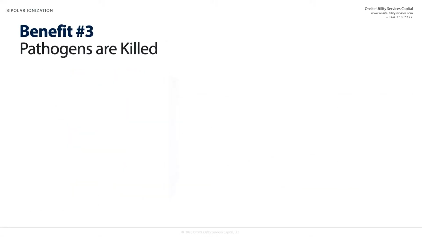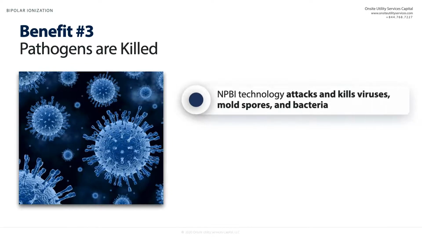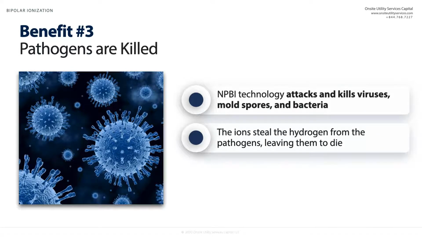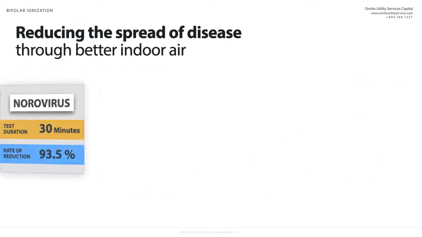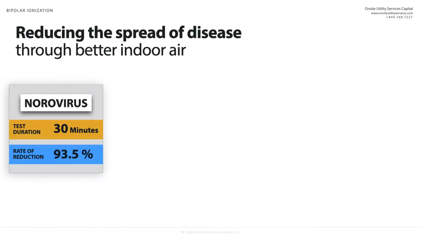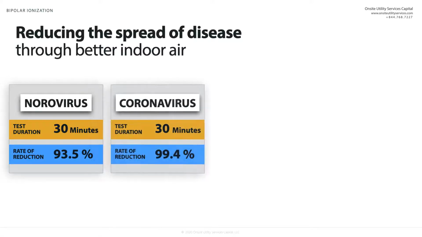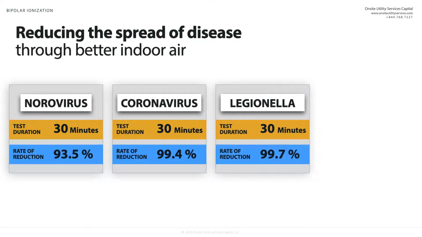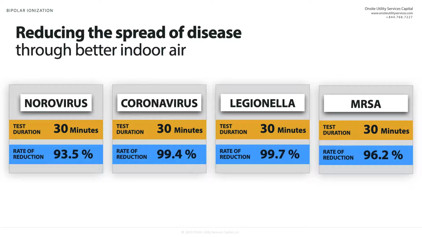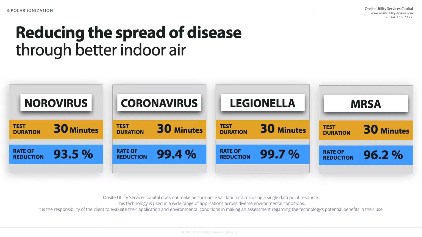Now, pathogens are killed. NPBI technology attacks and kills viruses, mold spores, and bacteria in the air. Ions steal the hydrogen from those pathogens, effectively causing them to die. All that is left is healthy and clean air. When norovirus was exposed to the air, NPBI reduced the airborne rate of those pathogens by 93.5% in just 30 minutes. Coronavirus saw a 99.4% reduction in just 30 minutes of being exposed to the NPBI technology. Other pathogens such as Legionella and MRSA both saw substantial rates of reduction as well. These results demonstrate the incredibly powerful potential NPBI can deliver to a building's indoor air.